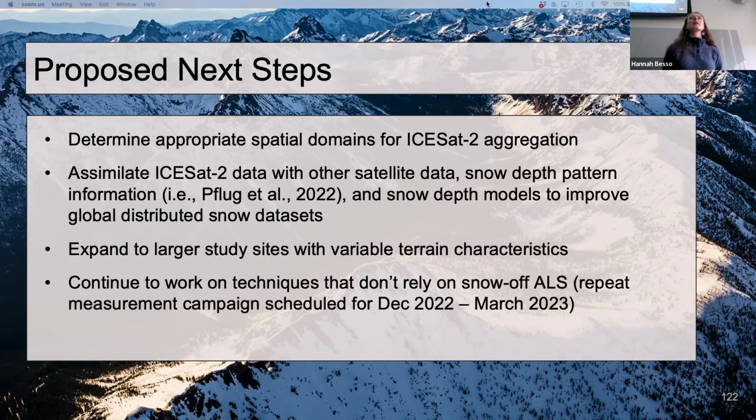There are some next steps that we can continue to look at that can improve the use of ICESat-2 for measuring snow depth. One of those is to determine the appropriate spatial domains for ICESat-2 aggregation. As we saw, a single acquisition date using ICESat-2 can provide very accurate distributed basin median snow depth. But if we want to scale this up, we need to know what spatial domains we can safely aggregate snow depth over.